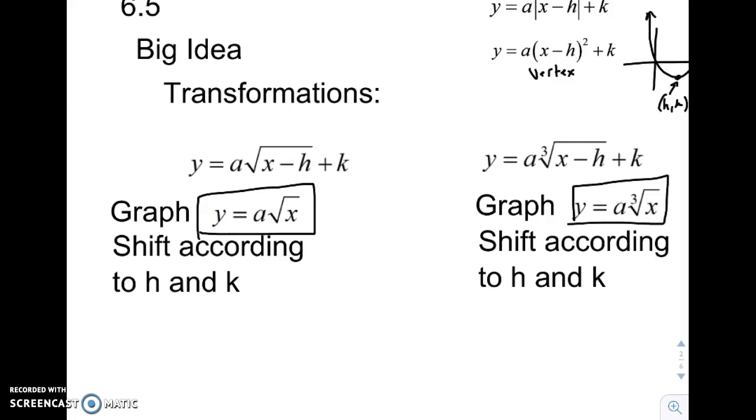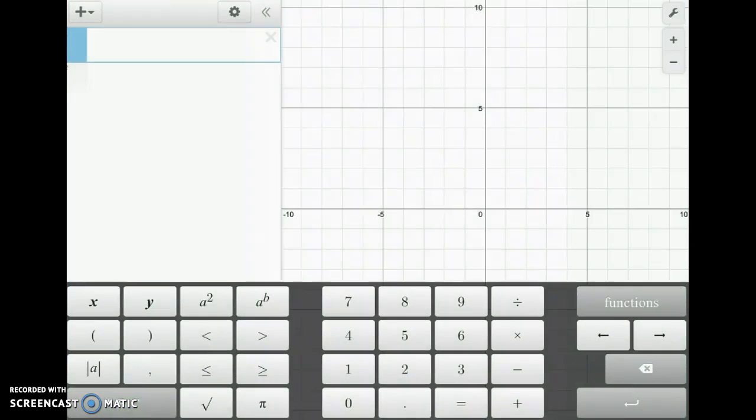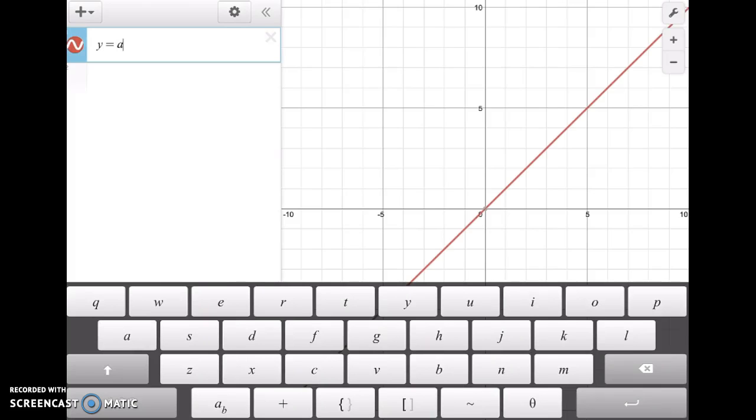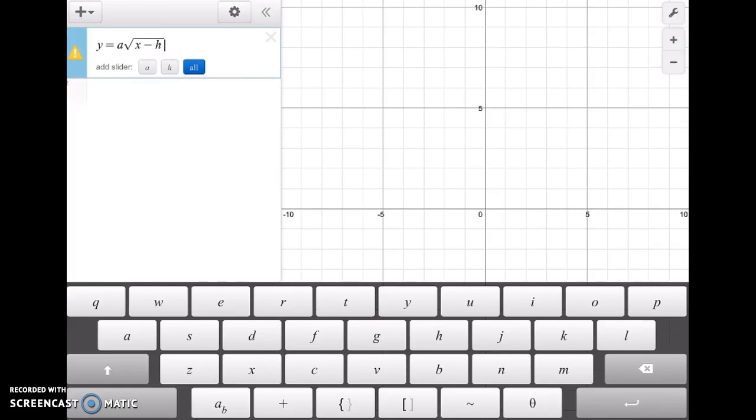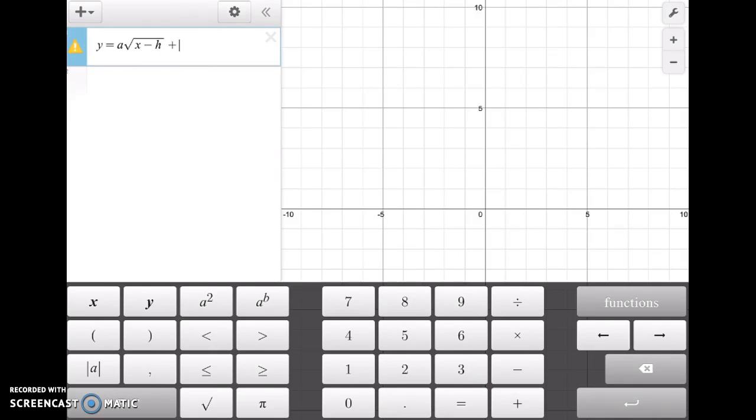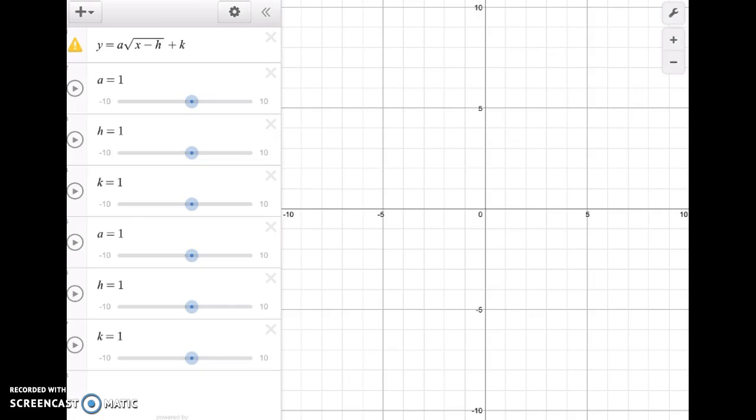So I'm going to switch over to Desmos, and I'm going to just put in some sliders and just kind of show what these things look like on a function. So let's start with a square root. Y equals, if I put a as a slider, square root of x minus h, and then get out of the square root and plus k. So we'll make all of those sliders. Now a is 1, that's my parent function.